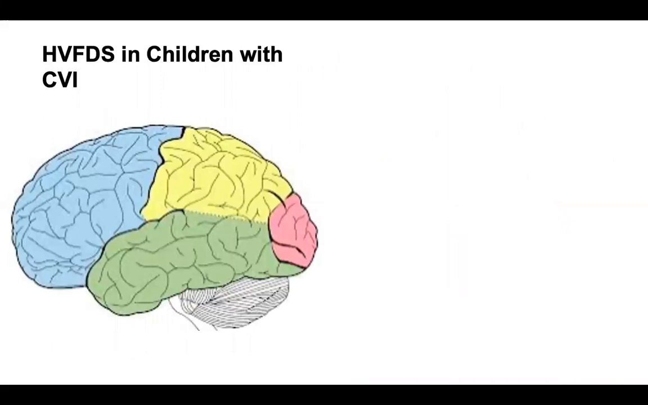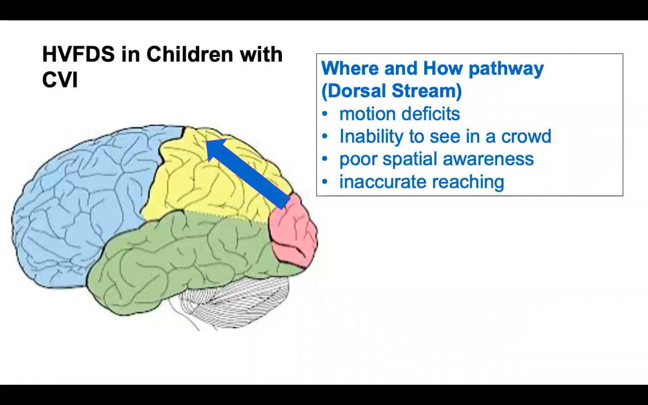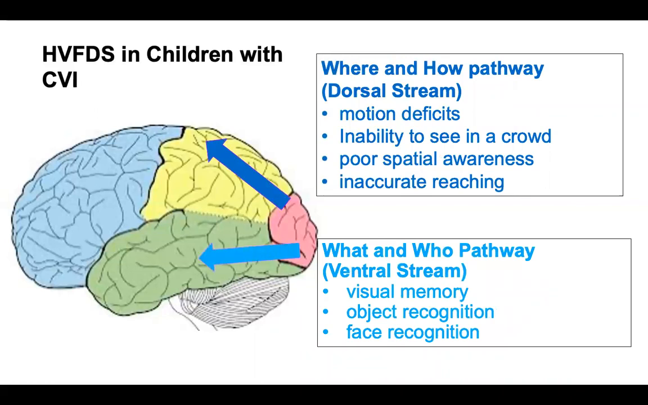HVFDs in children with CVI can be due to damage in the dorsal pathway, the ventral pathway, or both. The dorsal pathway is related to the where and the how, and damage here causes motion deficits, inability to see in a crowd, poor spatial awareness, or inaccurate reaching. The ventral pathway is related to the what and the who, and damage here can cause deficits in visual memory, object recognition, and face recognition. Such deficits can affect daily living tasks such as walking downstairs or over borders.